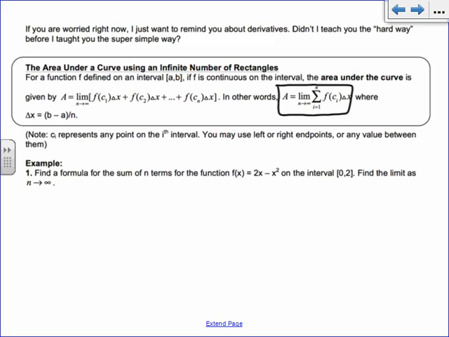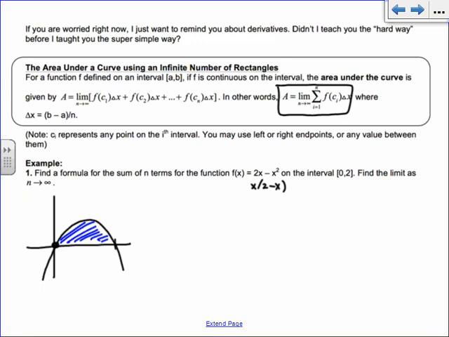Okay, so let's sketch it out to see what's happening. So if I have 2x minus x squared, you can graph it if you want to. If you think about where it's crossing the x-axis, you can pull out an x. You'd have x times (2 minus x). So it's going to cross the x-axis at both 0 and 2. And it's going to be a downwards parabola. So it's going to look something like that. Okay, we want to find the area under the curve from 0 to 2.